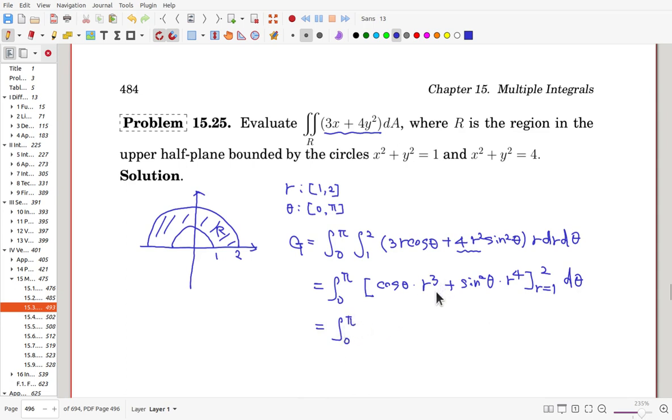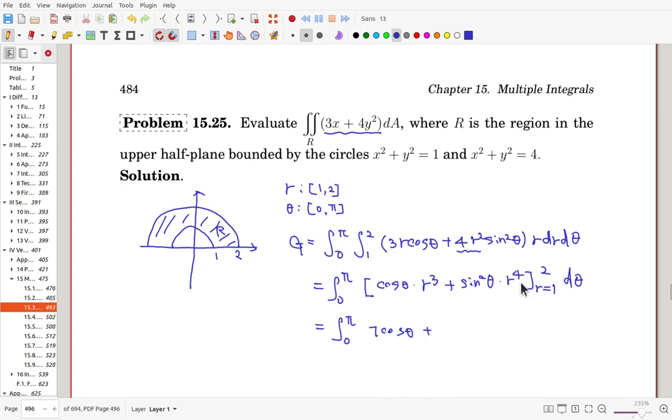Then r is now 2, then 8 minus 1 for r cubed. There's 8 minus 1, which is 7. So there's a 7 cosine theta, and plus r to the 4.